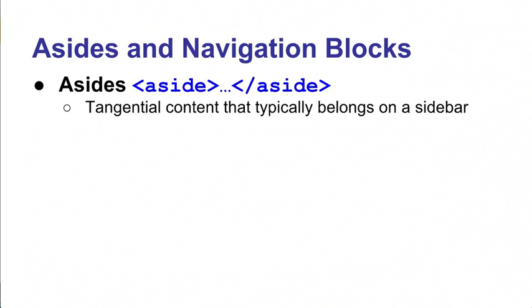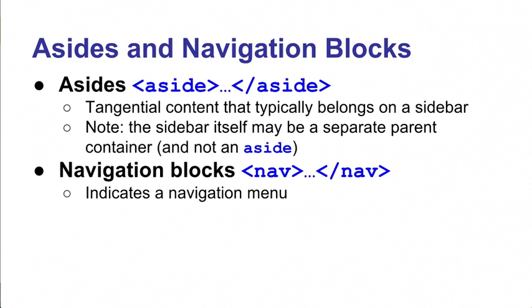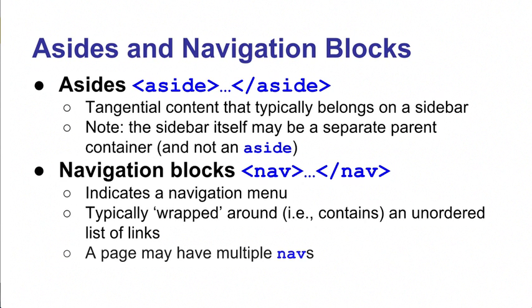Asides are used for tangential content that might appear in a sidebar. While it's possible that an aside might constitute an entire sidebar, most designers use them as sections of the sidebar itself. Navigation blocks, or navs, are used to indicate a navigation menu. They typically contain lists of links or buttons, and several menus can appear on a page at once.